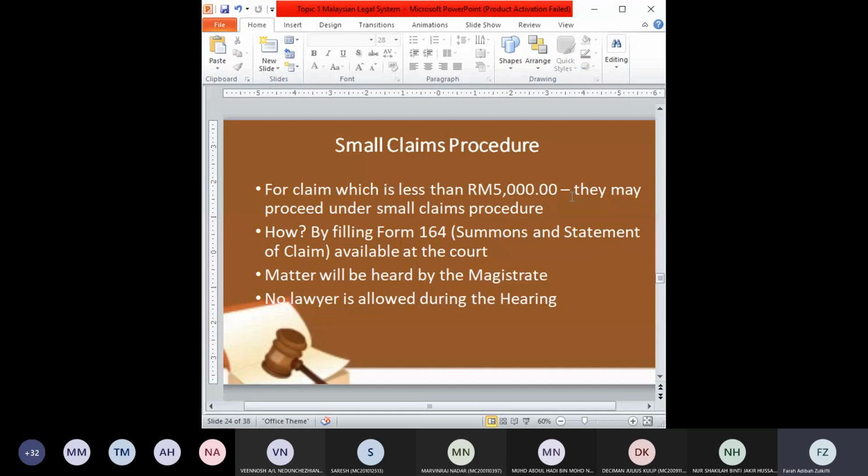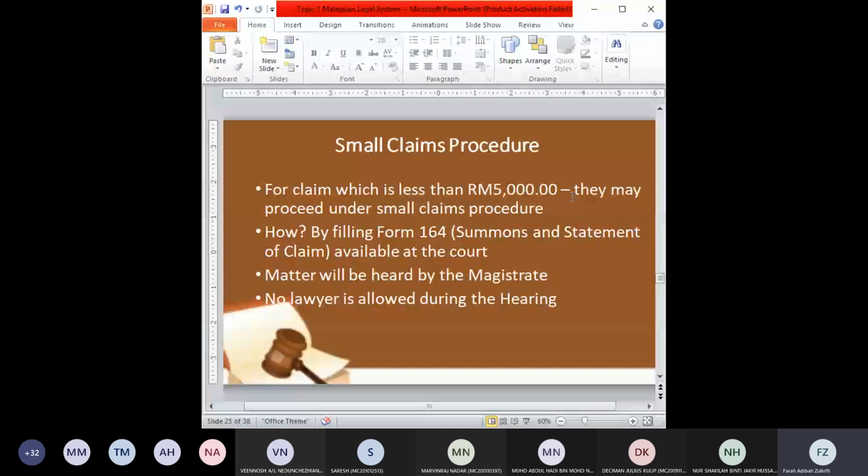And then if your claim is less than 5,000, for example, maybe you gave some money to your friend because your friend is in a hard situation. Your friend asked to borrow some money from you, so you lend them some money which is less than 5,000. For example, maybe you lend your friend 3,000 ringgit, and then your friend refused to pay back your money. So what you can do is go for the small claims procedure. For small claims procedure, you can go directly to the court by filing a form which is called Form 164, and then your case will be heard by the magistrate court.